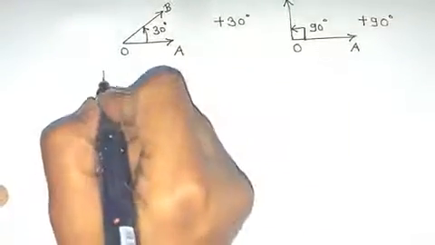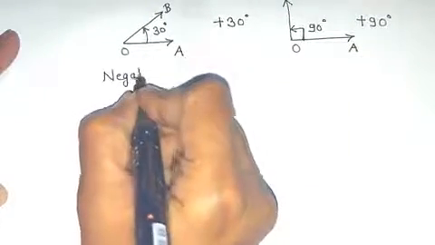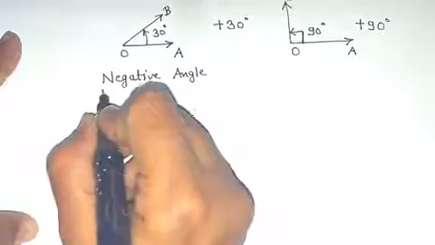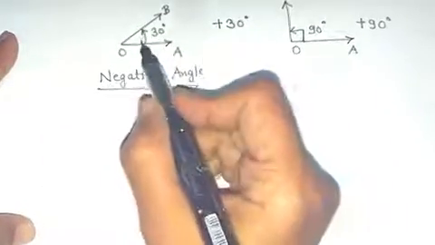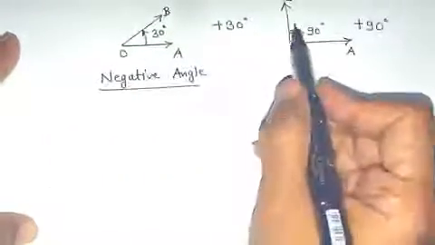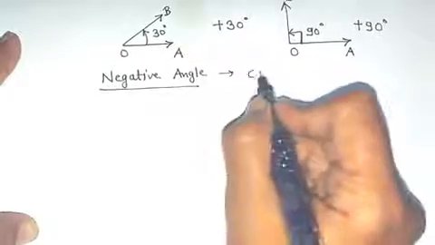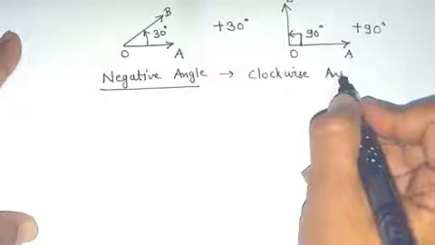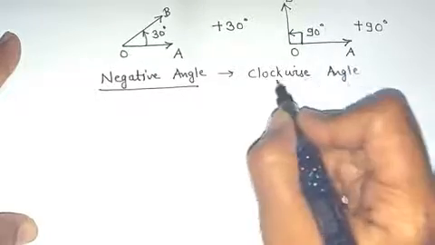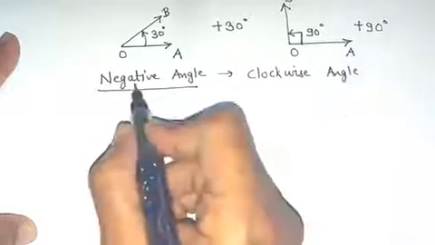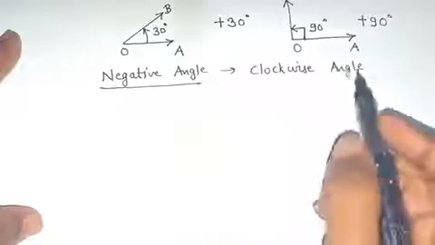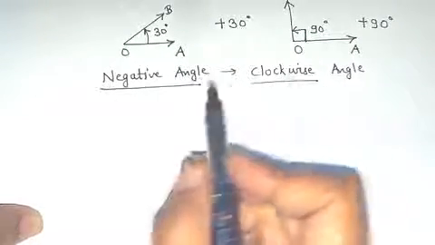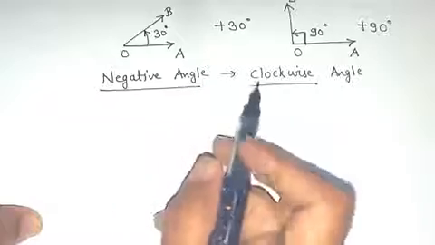Now next concept is for the negative angle. As anti-clockwise angle is assumed as positive angle, then clockwise angle will be assumed as negative angle. So a clockwise angle is also called a negative angle, or an angle which is drawn in clockwise direction is also measured as a negative angle.